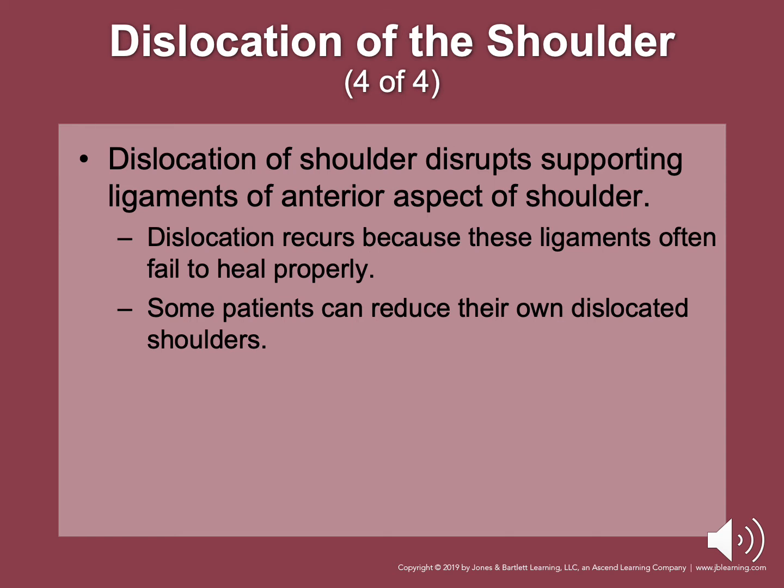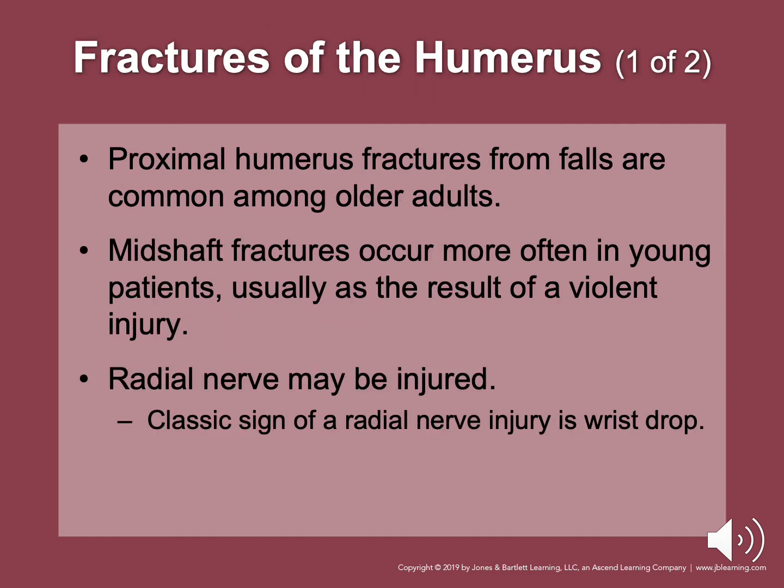Fractures of the humerus may occur proximally, in the mid-shaft, or distally at the elbow. Proximal humeral fractures from falls are common among older adults. Mid-shaft fractures occur more often in younger patients, usually as a result of a violent injury. The radial nerve may be injured by the force itself or by becoming trapped within the fracture site. The classic sign is a wrist drop.